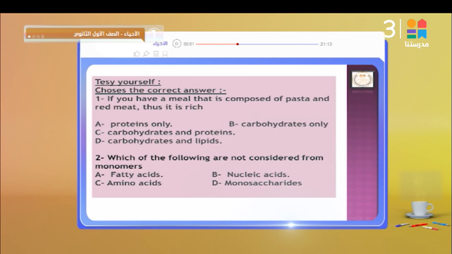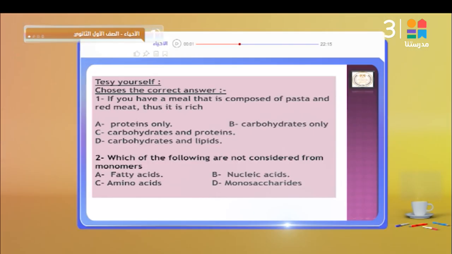Question number 2. Which of the following is not considered a monomer? Fatty acid, nucleic acid, amino acid, monosaccharide. Maybe some students memorize which of these are polymers. Polymers are large molecules, monomers are small molecules. Fatty acid, small molecules. Amino acid, small molecules, enters the structure of proteins.